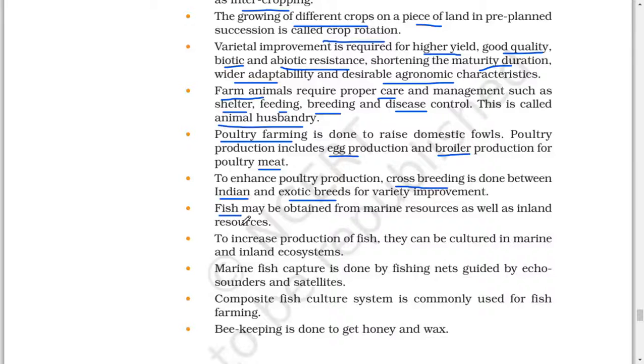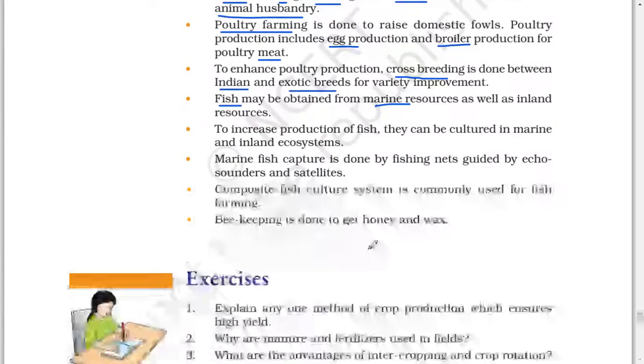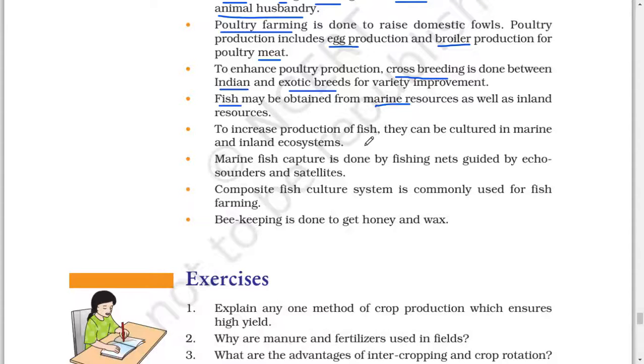Fish may be obtained from marine sources as well as inland resources. To increase production of fish, they can be cultivated in marine and inland ecosystems. Marine fish capture is done by fishing nets, guided by echo sounders and satellites. Composite fish culture system is commonly used for fish farming. Beekeeping is done to get honey and wax.